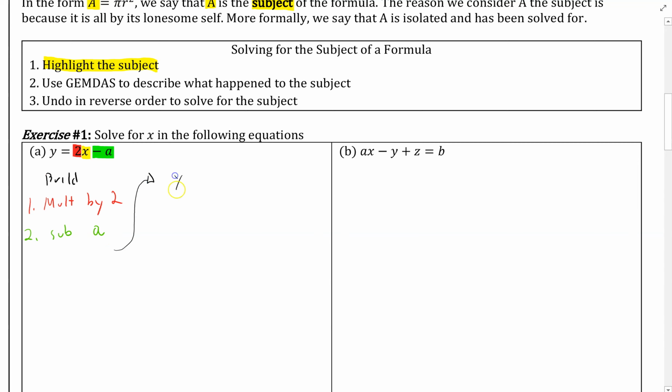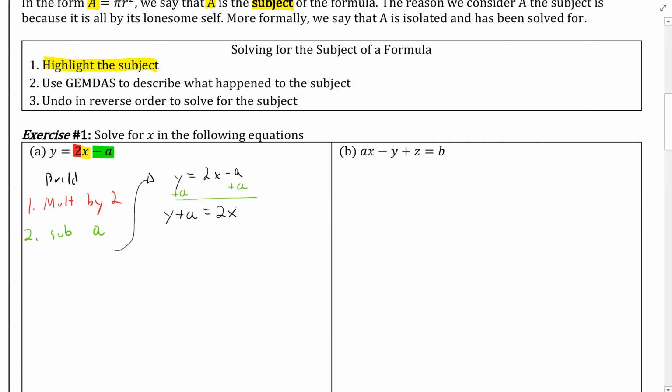So here's the original problem. And so first, we're going to undo the subtraction, and the way we do that is we add a. So I'm going to add a to both sides. Now again, don't let the letters confuse you. y and a are completely different letters, so I can't combine them, so I simply leave it as y plus a equals, on the right hand side, I have 2x, and then the a's will cancel each other out.